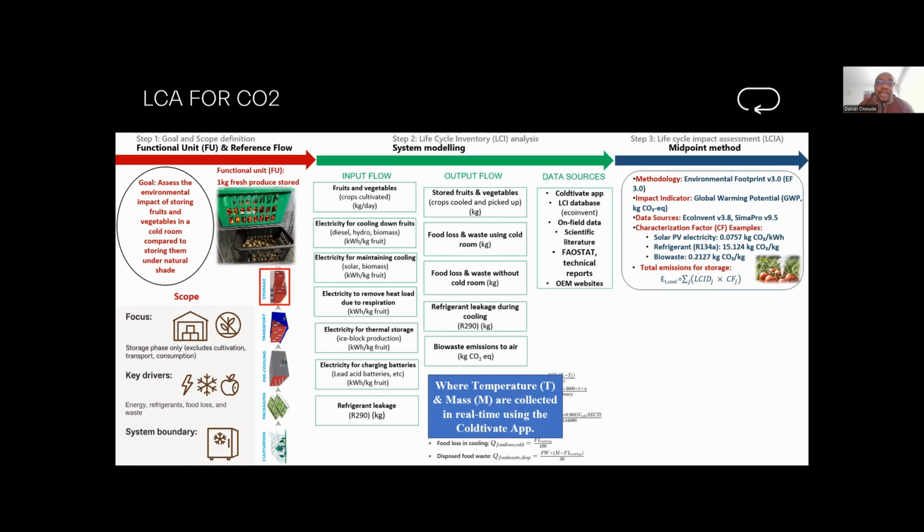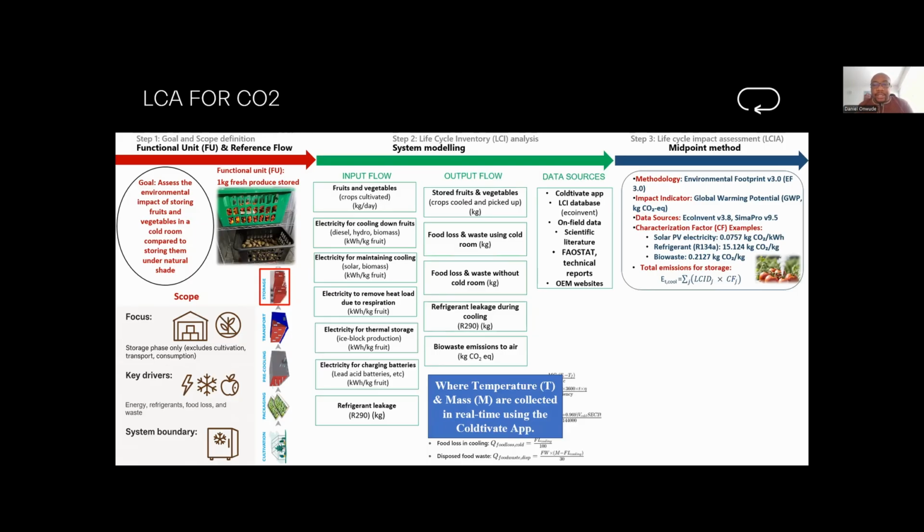So we then calculate the total emission for cold room storage using the equation shown on your screen, which is basically the summation of the product of the life cycle inventory data. So for instance, the input multiplied by the characterization factor, right? So this we did for cooling and then for without cooling. And then finally, the avoided emissions are then simply the difference between the emission without cooling and the emission with cooling, right? So this gives us a direct comparison between cooling and then no cooling scenarios.